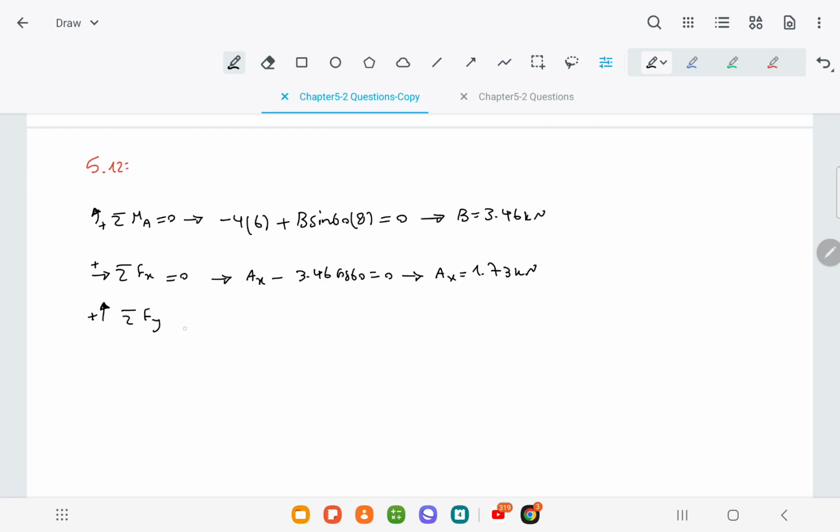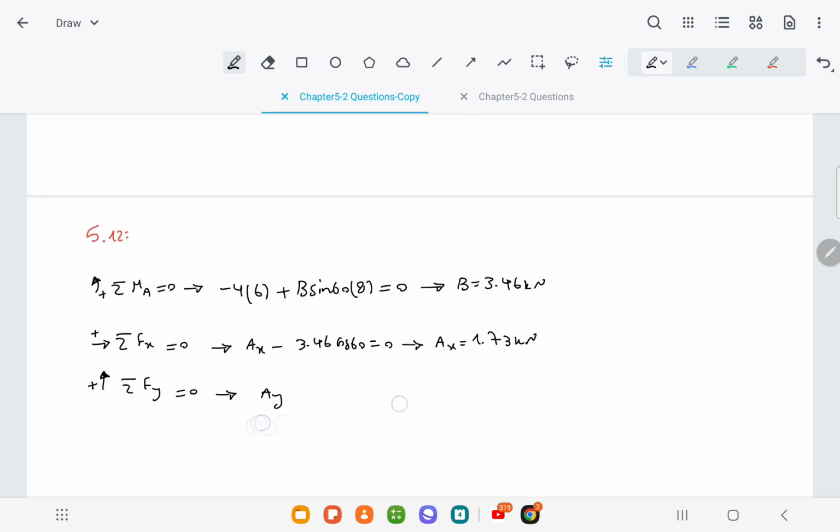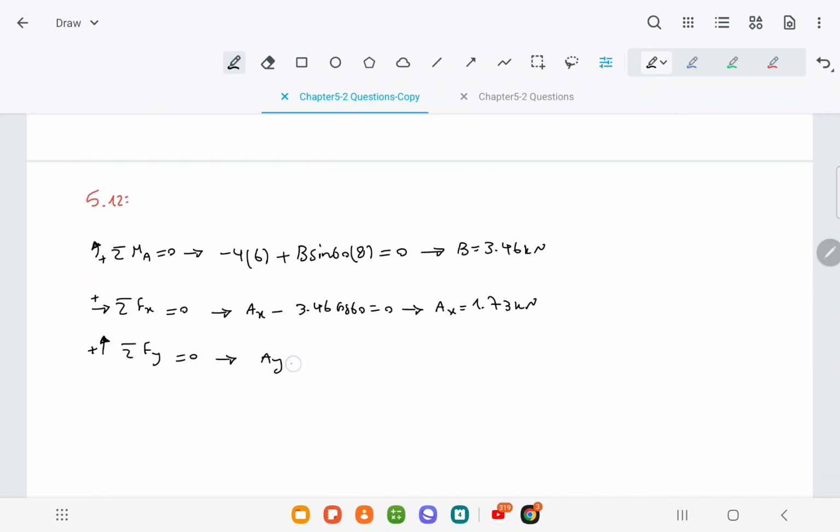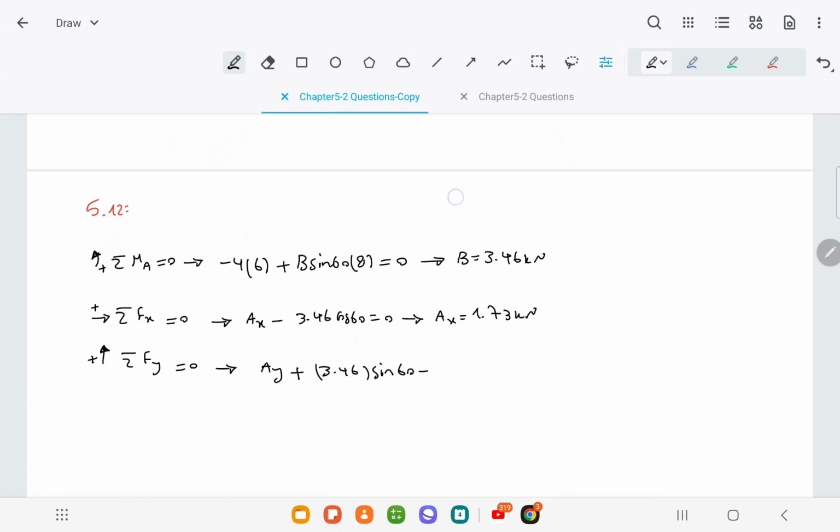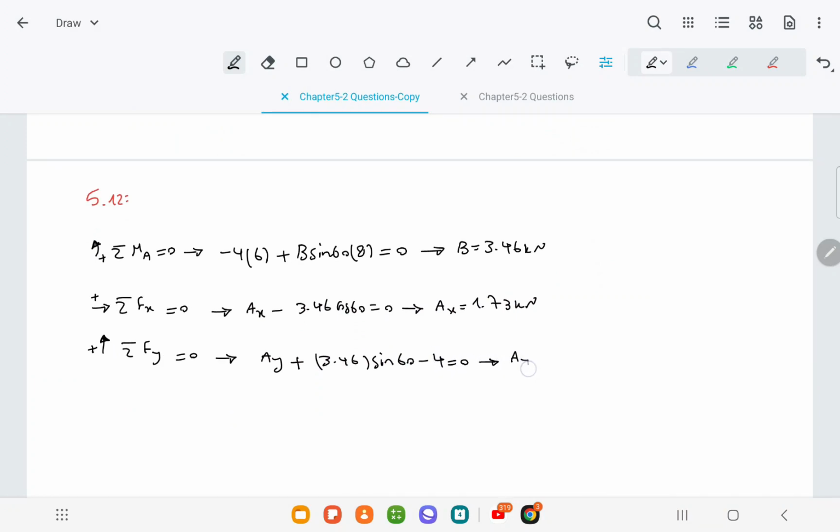And from sigma Fy, positive upward, equal to 0, we can write Ay plus B sine 60, which is 3.46 sine 60, minus the 4 kN force, equal to 0. From here we have Ay, which is 1 kN.